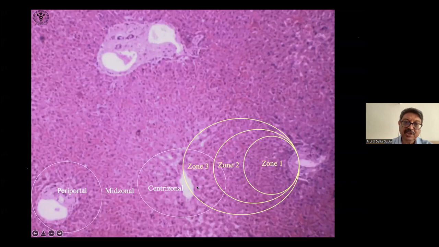Now zone 3 roughly corresponds to the centrizonal area, zone 1 roughly corresponds to the periportal area, and zone 2 roughly corresponds to the midzonal area. So in the lobular concept, the area around the portal tract is periportal. The area around the terminal hepatic venule is centrizonal, and in between is midzonal. In Rappaport's acinar concept, the area around the portal tract, like a berry, is zone 1. The area around the terminal hepatic venule is zone 3, and this is zone 2. So in your reports, you will generally find people writing zone 1, 2, and 3, rather than periportal, midzonal, and centrizonal. So this is one thing you have to remember.